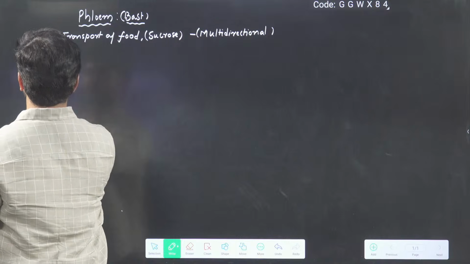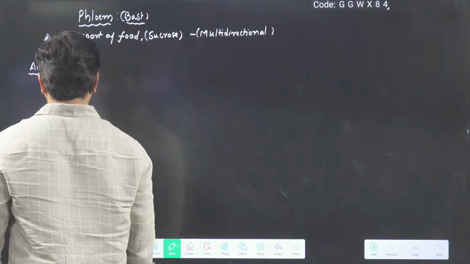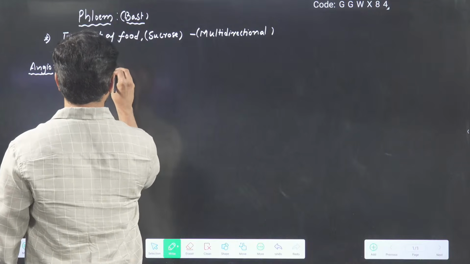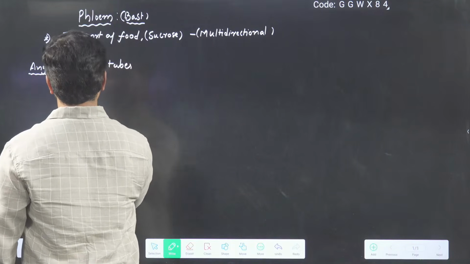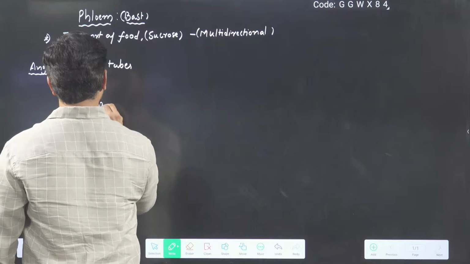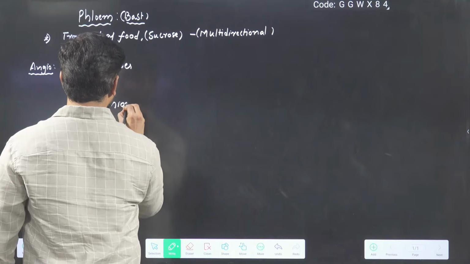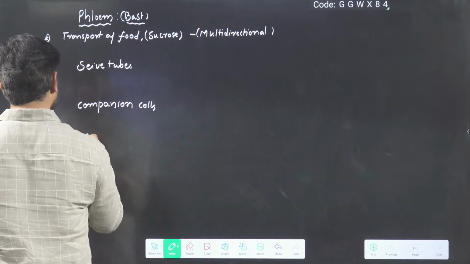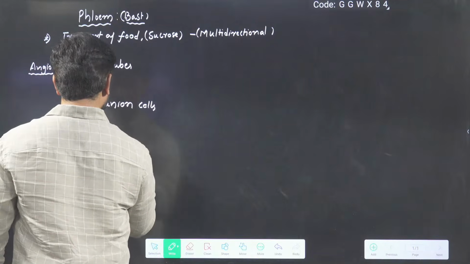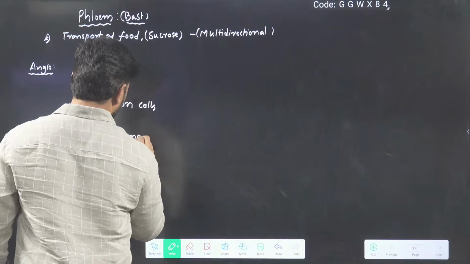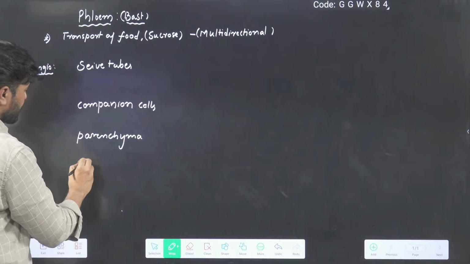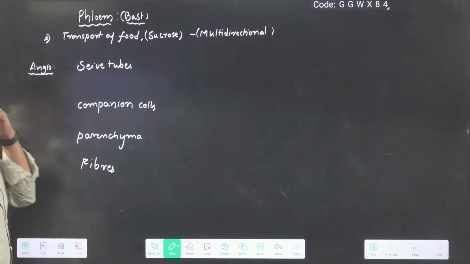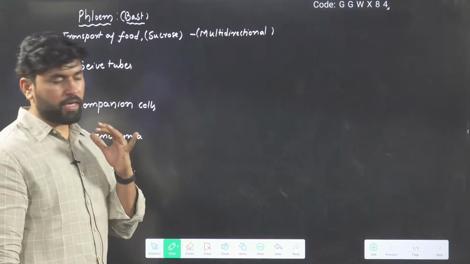Then let us talk about angiosperms. What are the tissues present in phloem? Phloem is made up of sieve tubes, companion cells, phloem parenchyma, and also phloem fibers. These are the components present in phloem. Four, not a big deal.